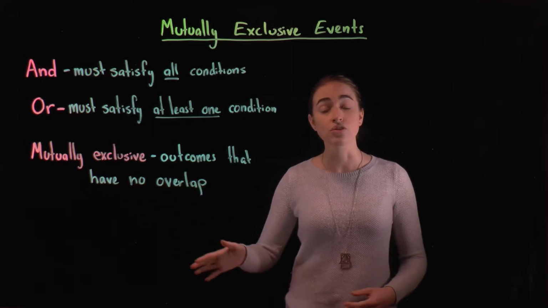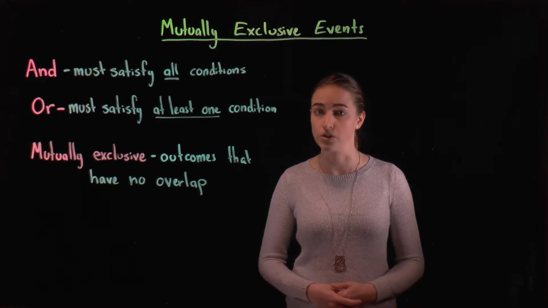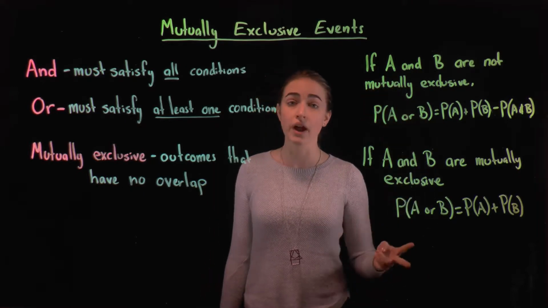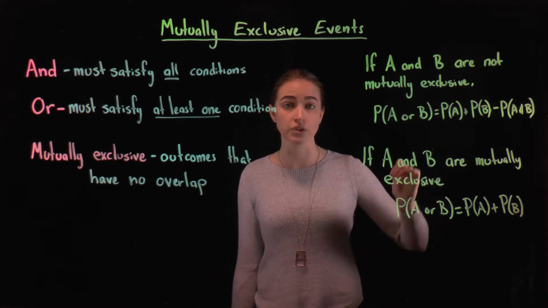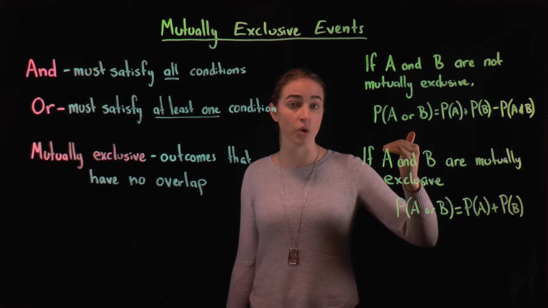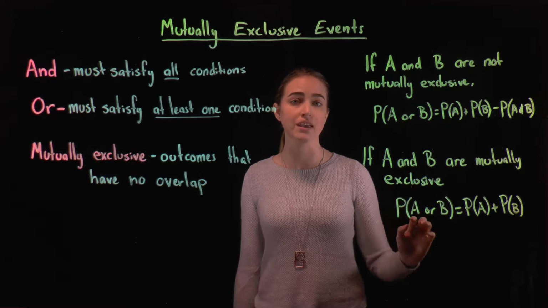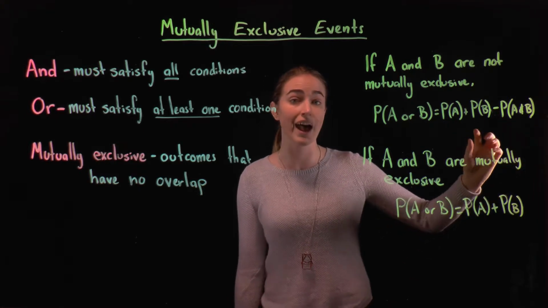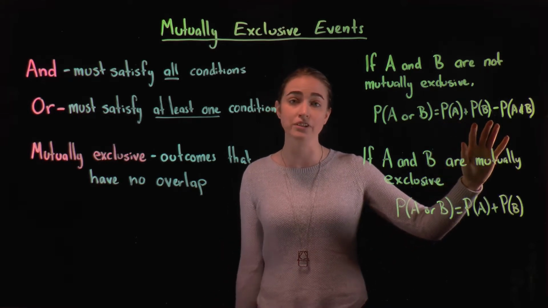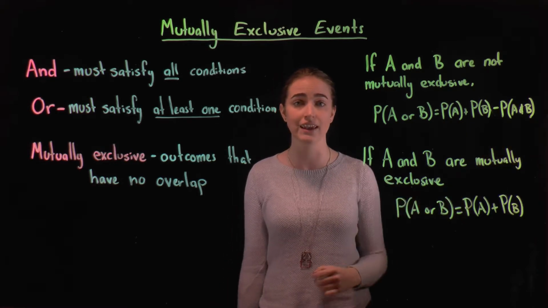It's really important when we're solving probability problems that we know whether our outcomes are mutually exclusive or not. If we've got two outcomes, A and B, and they're not mutually exclusive, then to find the probability of A or B, so it satisfies either A or B or both, we find the probability of A plus the probability of B, and then subtract the probability of A and B. That's subtracting the overlap, because if we add the probability of A and the probability of B, we've included that overlap twice, and we don't want that, so we subtract it at the end.